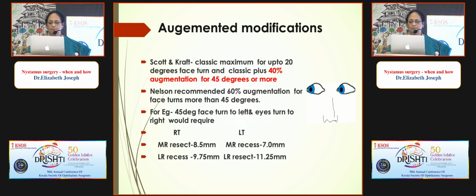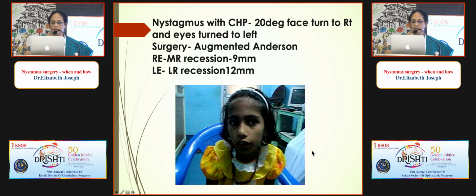And up to 30 degrees of face turn, you can do the classic maximum. If there is more face turn, more than 40 degrees, you have to have augmented surgeries like 40% augmentation or 60% augmentation, whereby you do these larger 8.5, 9, 7 and larger surgeries, the same principle, so that a maximum of about 18 millimeters is done.